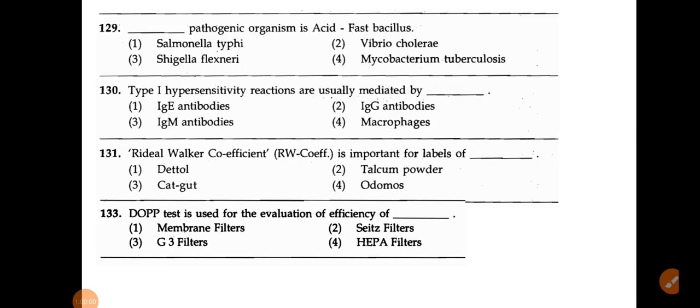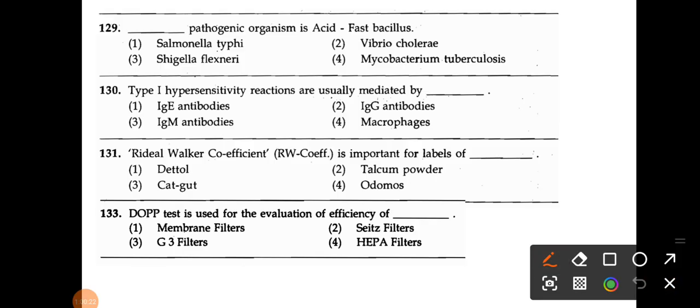Okay, the next one, 129. Pathogenic organism is acid fast bacilli. Just previously we have seen which of the following is acid fast bacilli: Salmonella typhi, Vibrio cholerae, Shigella flexneri, and Mycobacterium tuberculosis. So what is the correct answer here? That is Mycobacterium tuberculosis. Okay, that is the acid fast bacillus. And type 1 hypersensitivity reactions are usually mediated by, that is also a very simple question, IgE, IgG, IgM, and macrophages. So the correct answer is your IgE.